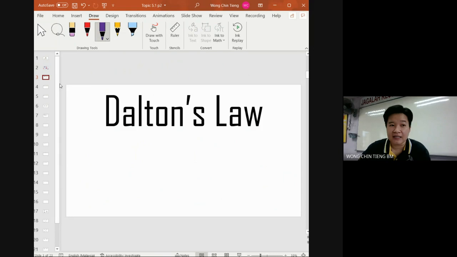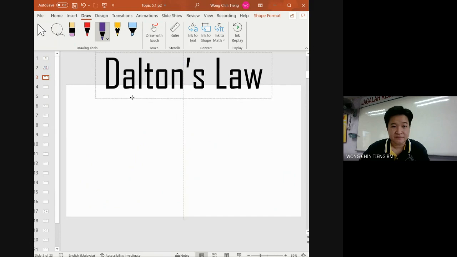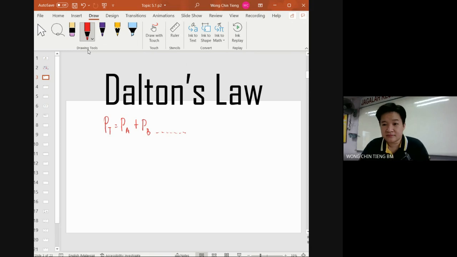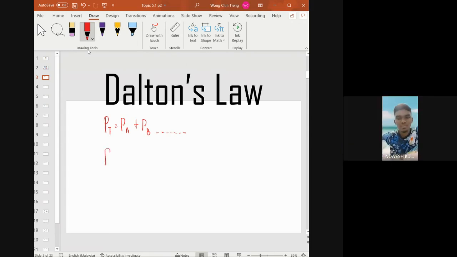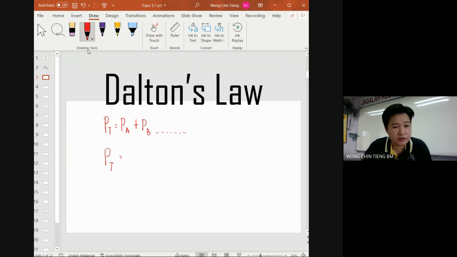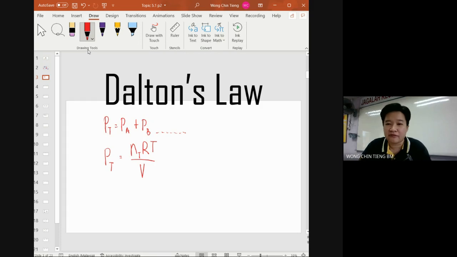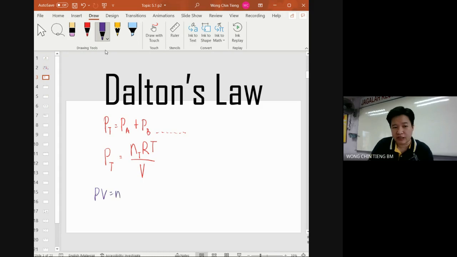Another formula? Any other formula that you can use for Dalton's law? Anyone? Ada formula lain? PT equals to NT RT over V. Okay. So this thing coming from your ideal gas equation. Kalau misal susun balik, that is actually your PV equals to nRT.